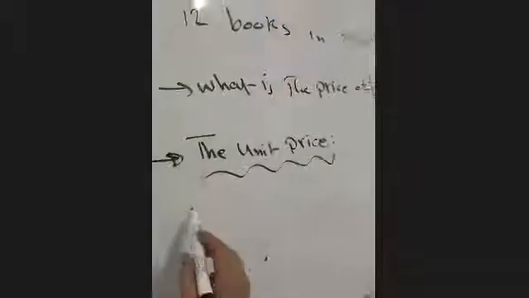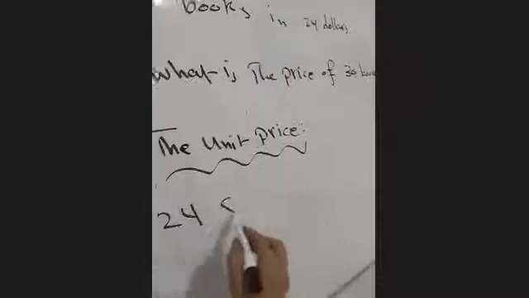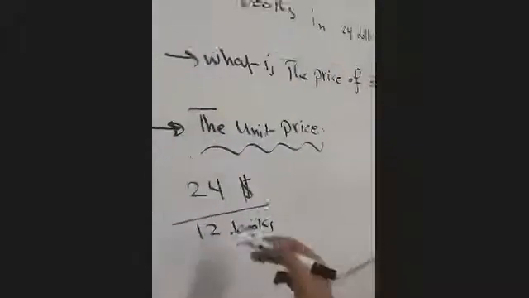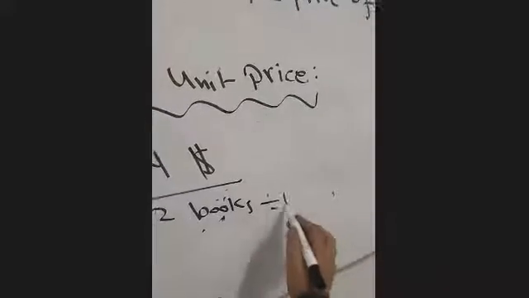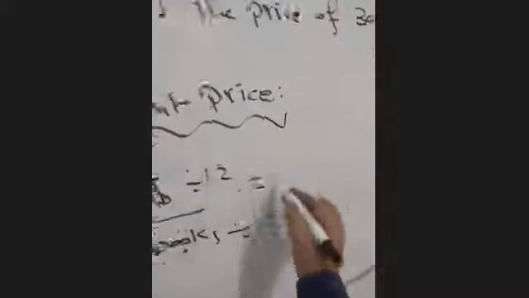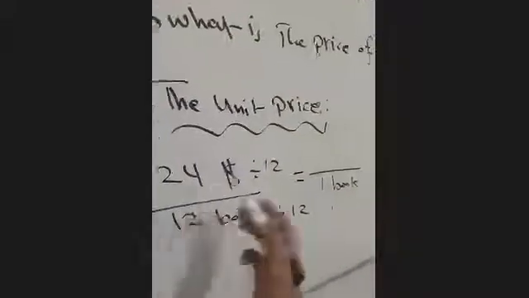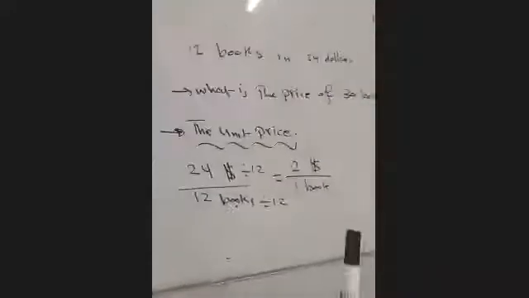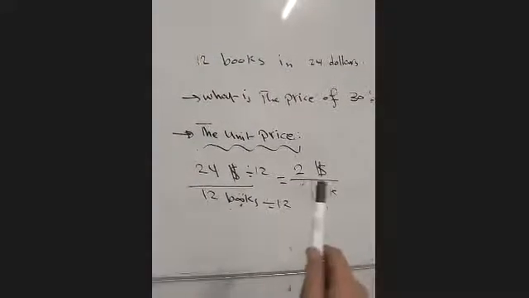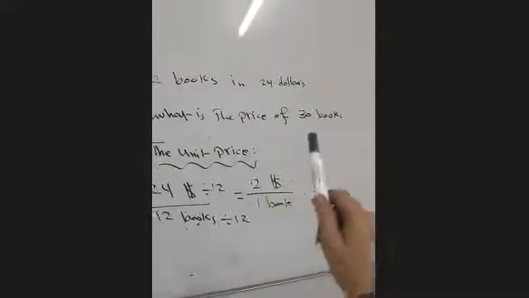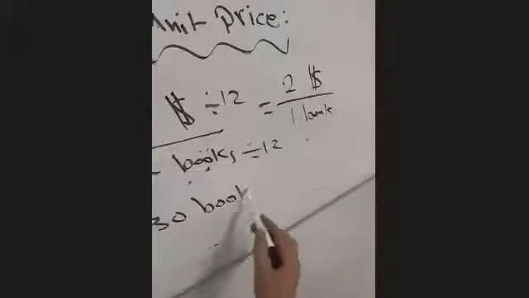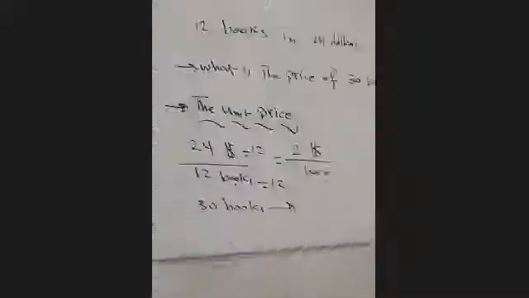So $24 for 12 books. How do we turn it into a unit rate? We divide by 12 here and divide by 12 here. Now down it's 1 book and up it's 24 divided by 12, which is $2. Right. So the price of 1 book now is how many dollars? 2. But what is the price of 30 books? What will I do to find the price of 30 books? Who can tell?